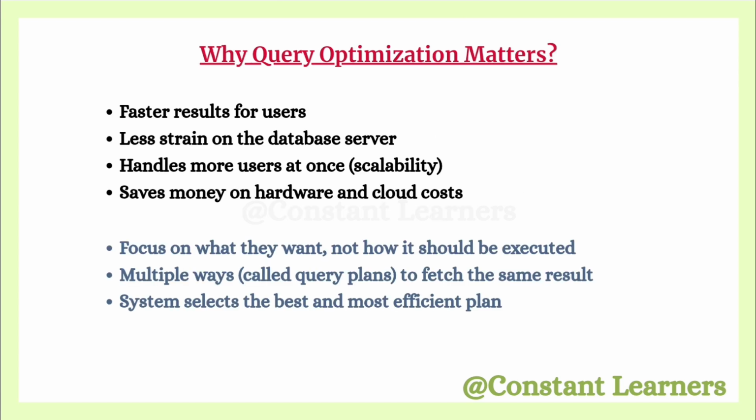Now, why does query optimization matter? Query optimization is very important because it helps us to fetch faster results for the users. It puts less strain on the database server. It is possible to handle more users at once. That is scalability. It saves money on hardware and cloud costs. When a user writes a query, they focus on what they want, not how it should be executed. The DBMS has multiple ways, called query plans, to fetch the same result. Query optimization ensures the system selects the best and most efficient plan.